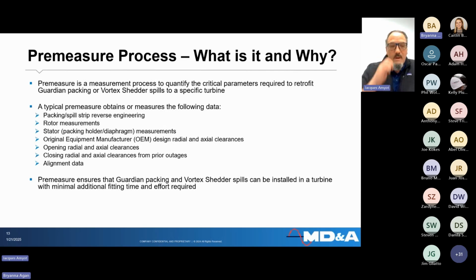And as part of that, we also look at, sometimes you might have excessive rubs from the last outage to your current outage, but it wasn't necessarily seal design or the OEM seal clearance design, but it's because of, say, a poor alignment or some alignment issue going on. So we try to weed that out. And the pre-measure basically, again, ensures that Guardian packing and vortex shedder spill strips can be installed with minimal additional time required.